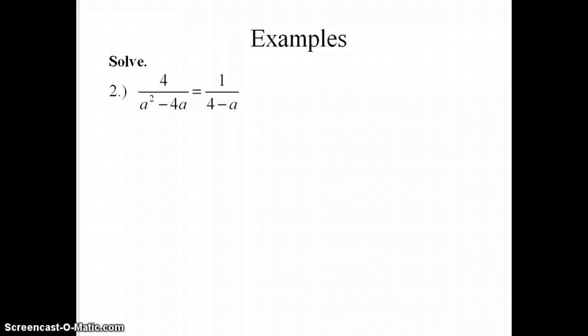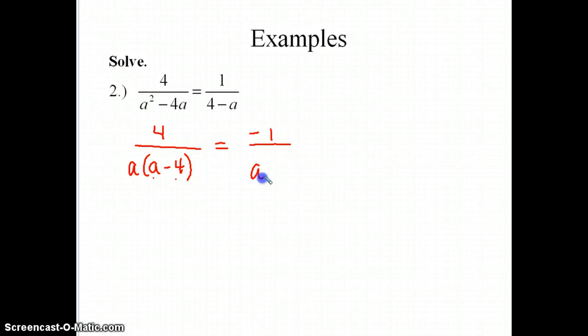Example number 2, as I'm looking at the denominators, I do note that I have variables, so I am going to be factoring for my first step. I'll take out a GCF of A, so I end up with A times the quantity A minus 4 is equal to, and then I have 1 over 4 minus A. I note that's very similar to the A minus 4, so I'm going to factor out a negative 1. I'll put that in the numerator, and I'm left with A minus 4.